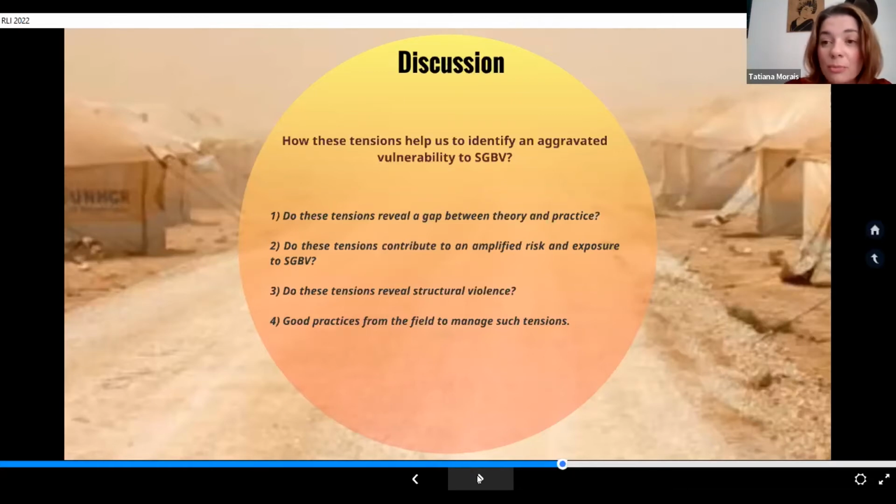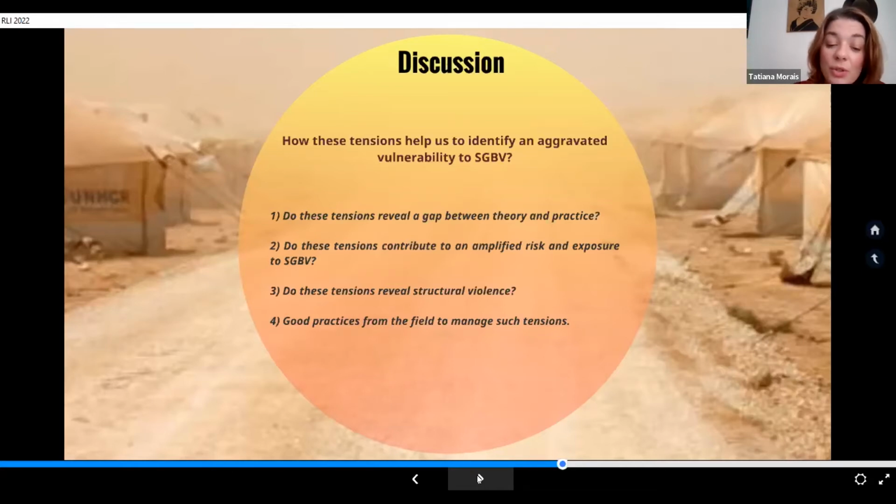Therefore, the evidence from both data sets showcases that all these intersecting and multiple vulnerabilities left asylum seekers, especially women and girls, more vulnerable and exposed to sexual violence, such as sexual harassment, forced prostitution, forced marriages, transactional sex, among other examples that have been reported in our interviews.